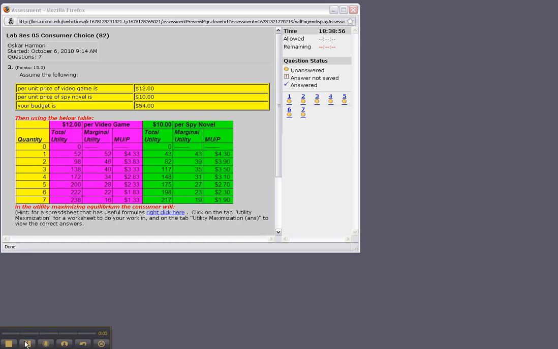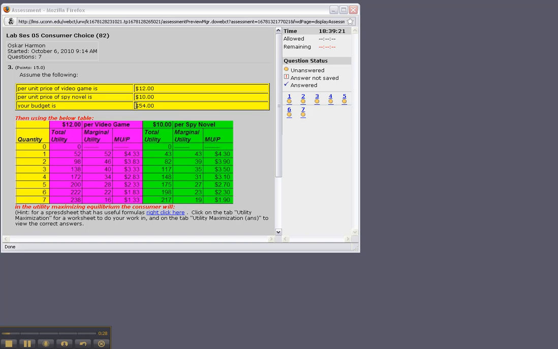In 5 minutes or less, we're going to explain how to find the answer to this problem here in the lab for session 5. This is question number 3, and it asks you to calculate the utility maximizing bundle of video games and spy novels, given the prices of 12 and 10 and a budget of 54.